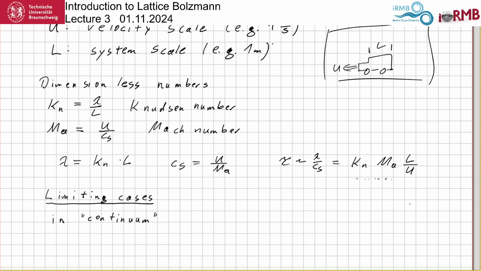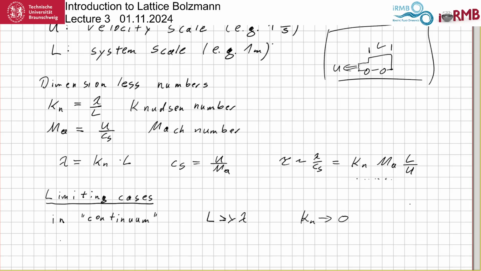And this directly means that the scale we are interested in, the system scale L, needs to be much larger than lambda. And if this is the case, then by the definition of the Knudsen number, it has to go to 0.